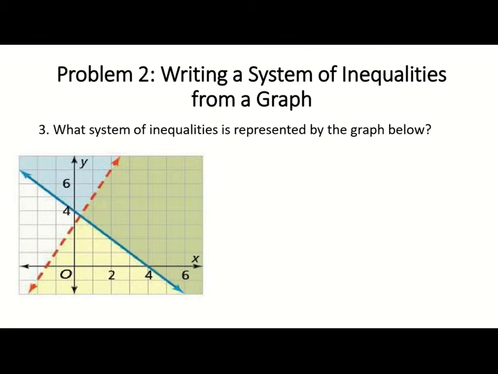The last example we're going to take a look at is number 3 from problem 2. We're going to figure out the system of inequalities that's represented by the graph. So the first thing that I'm going to do, I'm going to write my inequality for the blue line, the solid line. So I'm going to figure out where it's crossing the y-axis. That'll be right here at 4. So the first line, b equals 4. And then I need to count my slope.